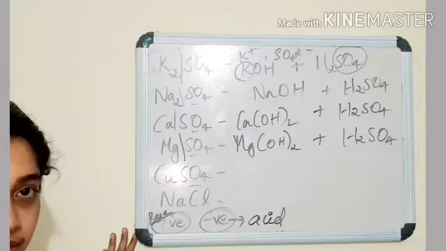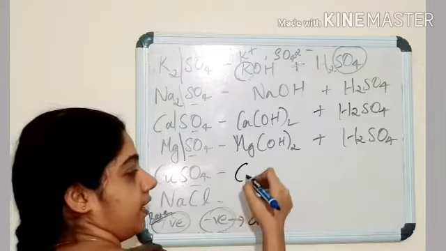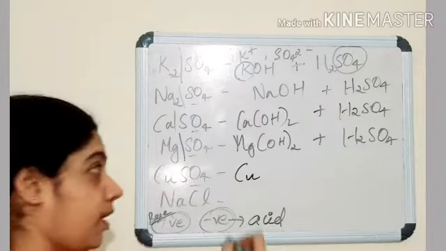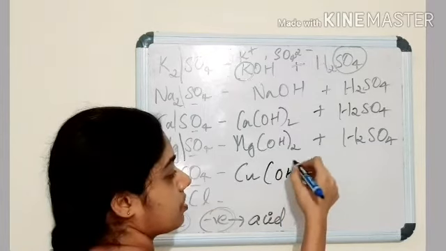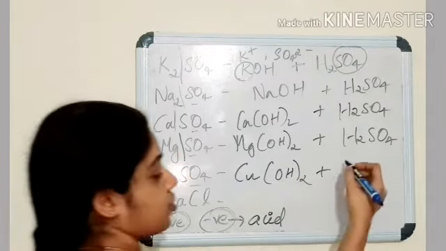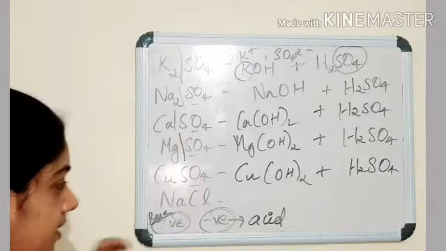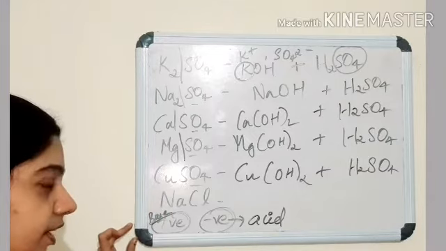Right? Again, the next example. Copper sulfate, CuSO4. Again from copper, any of the base. Copper hydroxide, Cu(OH)2, plus SO4. It is H2SO4. Right?